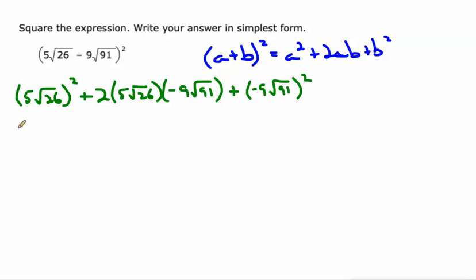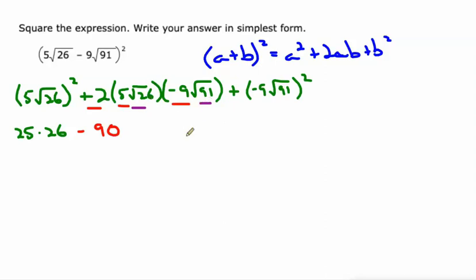So this is going to be 5 squared, which is 25, times the square root of 26 squared, which is 26. On this next term, we're going to have 2 times negative 9 times 5. All right, so let's just show this here. 2 times 5 times negative 9, which is negative 90. And then square root of 26 times square root of 91, which I don't think, that's 2 times 13.